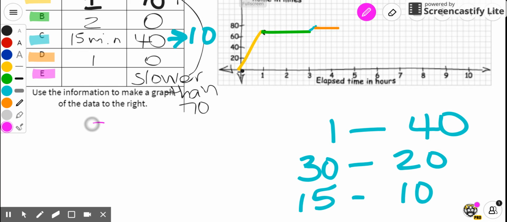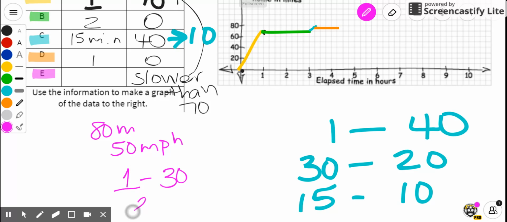Right now she's at 80 miles. And if she goes 50 miles per hour, after 1 hour, she's only going to be 30 miles away. And then after 2 hours, she's going to be negative 20 miles. So between 1 and 2, she's going to be home, so at least an hour, between 1 or 2.